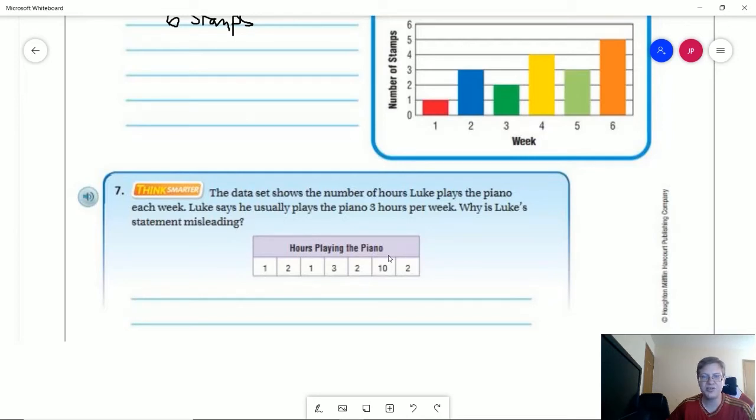If we wanted to look at the mode as a measure of center to show how many hours per week he usually practices, we would get 2, and that would be a really good way to do that. If we were looking at the median, we would be looking at the 4th number out of 7, and so that would be 1, 2, 3, 4. So again, the median would be a much better representation of the center instead of trying to use the mean.